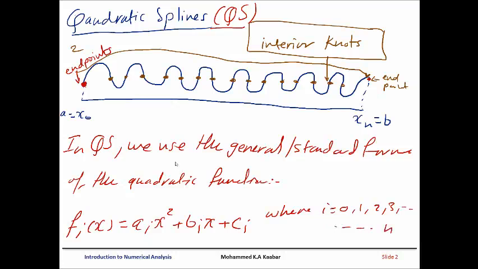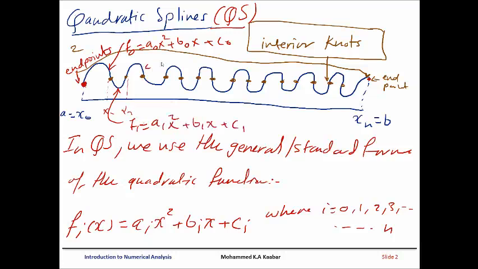In this case, therefore, this is x1, x2, and so on. This is the standard form of the quadratic function. This is f0, because we have zero under: f0 equal to a0 x squared plus b0 x plus c0. And the second one is f1 equal to a1 x squared plus b1 x plus c1, and the third one, and so on, in the same form: a3 x squared plus b3 x plus c3. We continue in the same pattern.